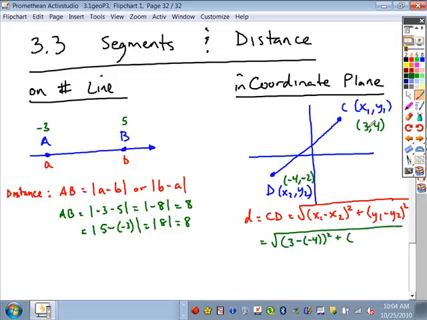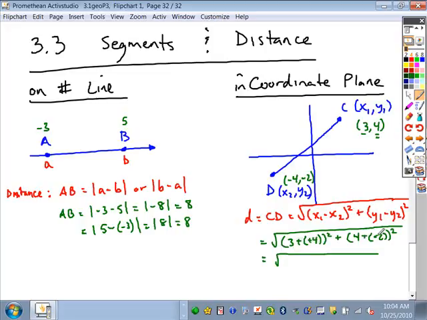Whichever x coordinate you start with, you have to begin with that point's y coordinate as well. So we started with 3. We need to start with the corresponding y, which is 4 minus a -2, quantity squared, and then simplify what you have.